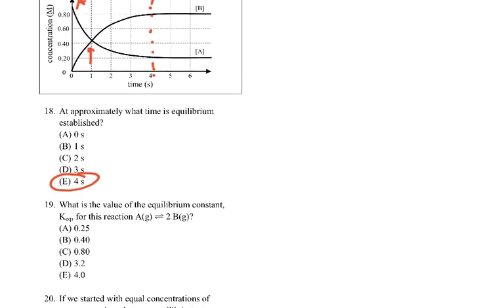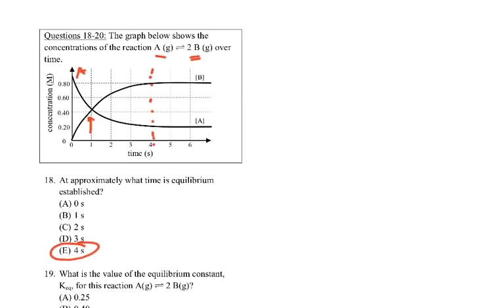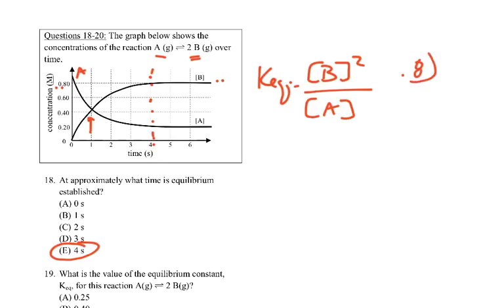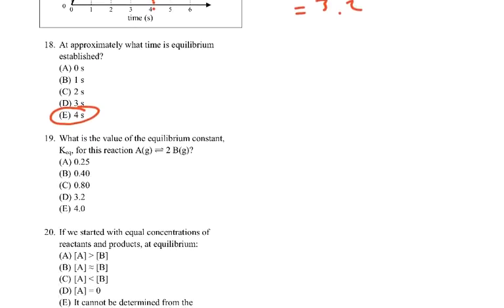Okay, what's the value of the equilibrium constant? Okay, so a little tricky here. So the equilibrium constant is the concentration of B squared over the concentration of A. B squared over A. Now we just have to read the graph. B is 0.8, just reading straight across. So this is 0.8 squared over A, which is 0.2. So 0.8 times 0.8 divided by 0.2. I get 3.2 as my answer, and that is one of the choices. Okay, 19 is D.